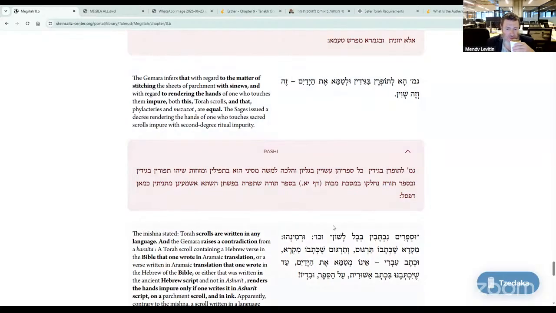If we're able to just get through this Mishnah today and cover some ground, it'll be nice. It doesn't look like that's going to happen.